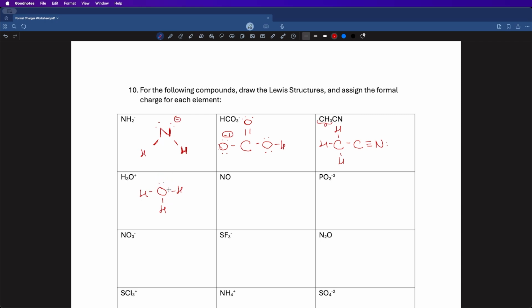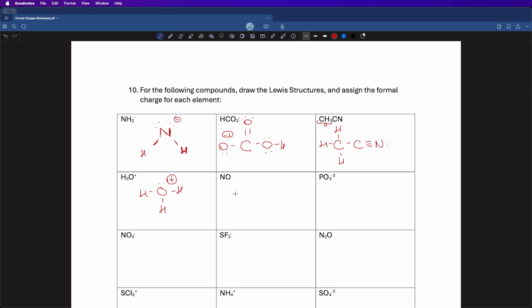And all the hydrogens have the exact bonds that they want, right? 1 bond each. But oxygen has 1 more bond than what it likes, right? Instead of 2, it has 3. And so it has a formal charge of +1. And it makes sense because this adds up to a plus in the total molecule.